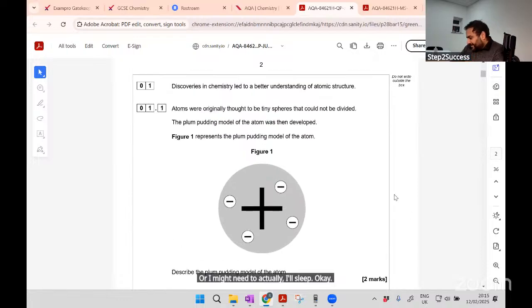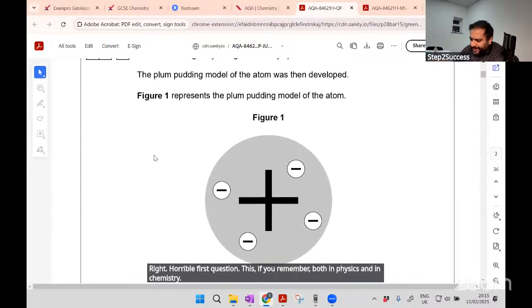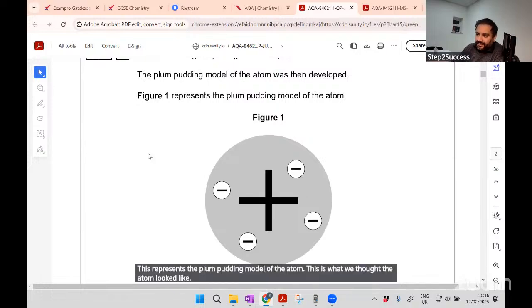Right. Horrible first question. If you remember, both in physics and in chemistry, you need to know about this plum pudding business. This represents the plum pudding model of the atom. This is what we thought the atom looked like a while ago.